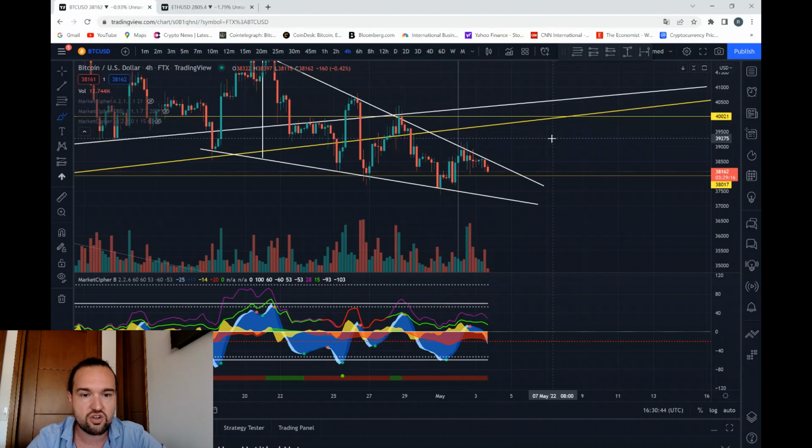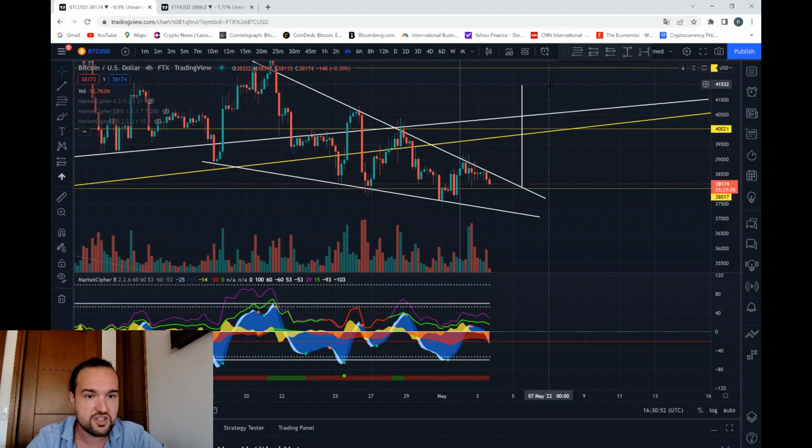I didn't mention the target here for BTC. Let's quickly do that as well. If we break out here on the upside, then the target is 41,500 to 42,000. It depends a little bit, of course, on where we're breaking out. 41,500 to 42,000. That is our target.